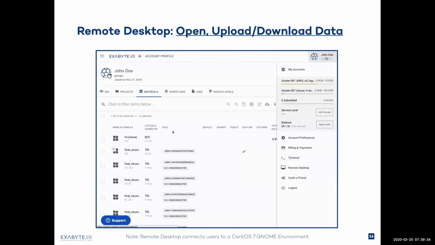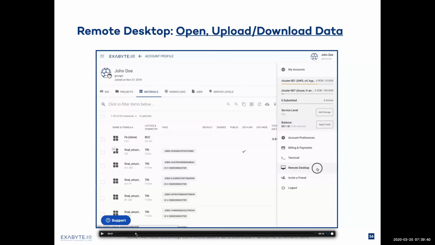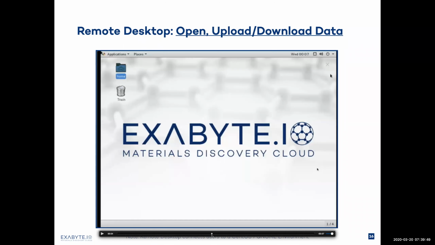Now, the third option is to use a remote desktop, which can be started in a similar manner as the web terminal. So we click on our account on the right-hand sidebar and select a remote desktop session. And here it's a familiar graphical user interface session for a Linux CentOS operating system. So we can do all that this graphical user interface supports out of this remote desktop session.